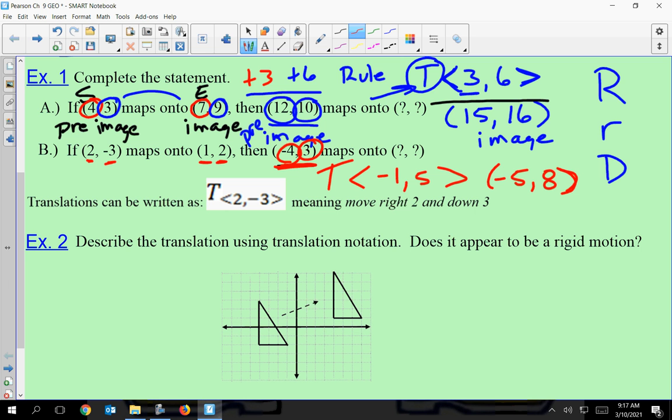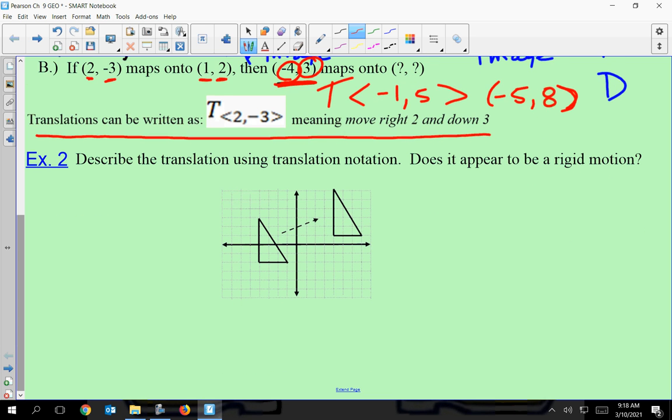Okay, so here we go. I jumped the gun a little bit on this just so we can get going here, but that's how we write a translation rule using capital T. Then we use these brackets, and you have an x value, you have a y value. A +2 means I'm going to move right 2 spaces, and a -3 for the y value tells me I moved down. Okay.